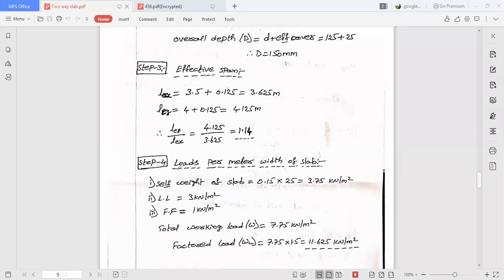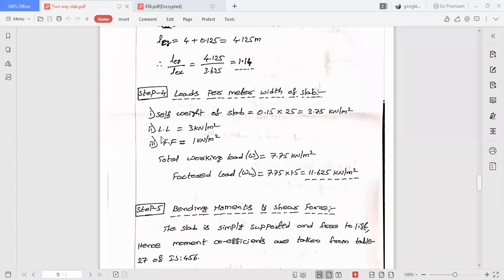Now, the next step is load calculations. After the effective span, the next step is loads. On the slab, they have given live load and floor finish, the two given in the question itself. Live load is 3 and floor finish is 1 kilonewton per meter square. In addition, the dead weight of the slab, that means the self weight of the slab, is there.